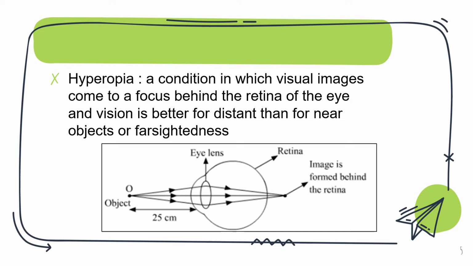The next one is hyperopia. Hyperopia is a condition in which the visual image comes to a focus behind the retina of the eye and vision is better for distant than for near objects, or farsightedness. So this picture is the phenomenon of hyperopia, which is the image is formed behind the retina.